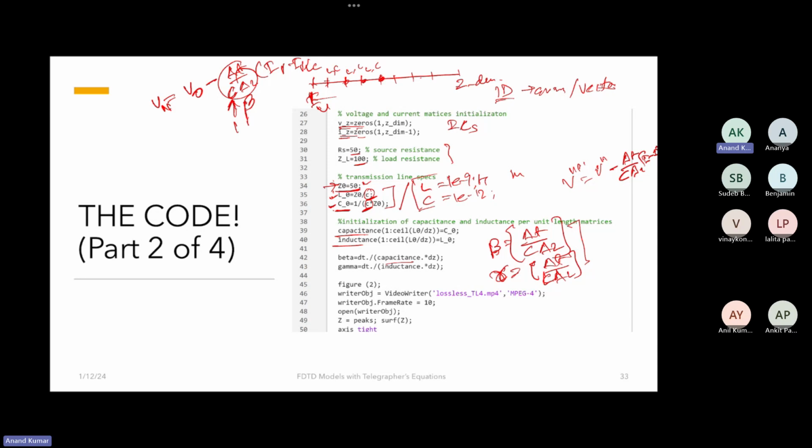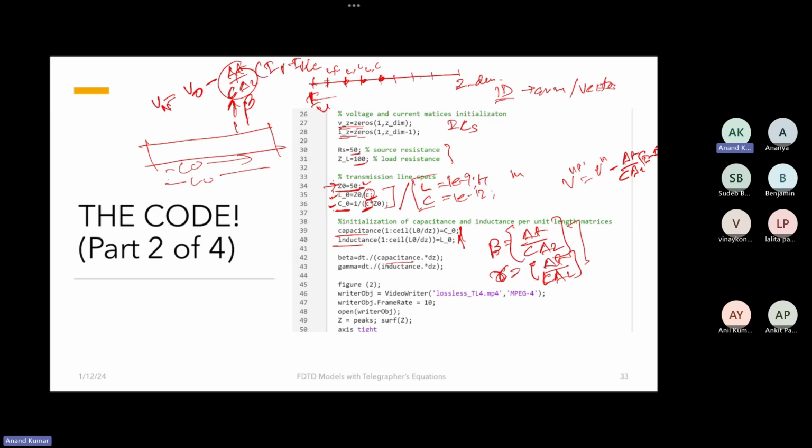So my doubt is whether the capacitance and inductance are variable over the length. Over here it is constant. I've assigned them to be C naught, which is calculated from Z naught, throughout this simulation space. So it is C naught throughout and L naught throughout.